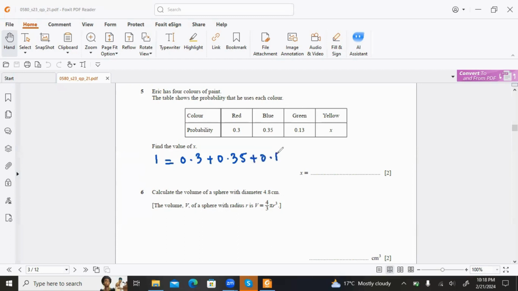So 0.13 plus x. We're going to add up these, which will be 0.78, and then we subtract that from 1, which will give us 0.68.